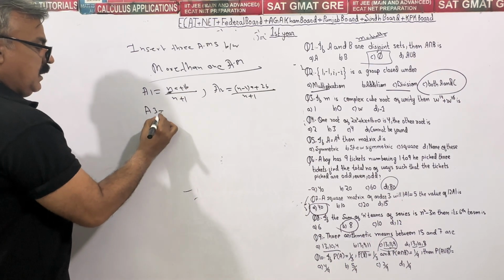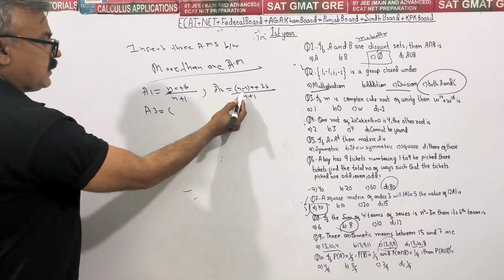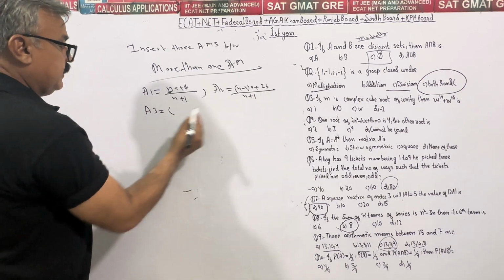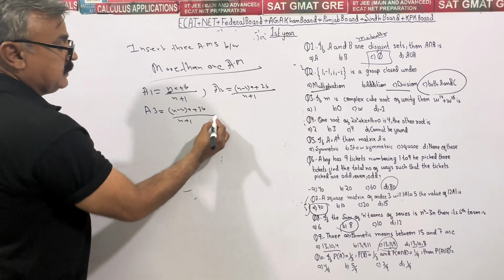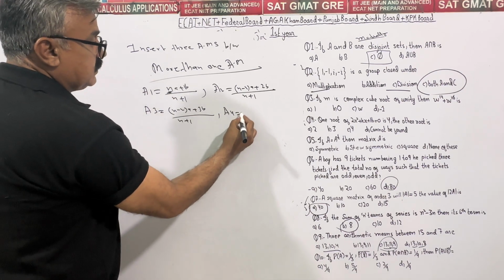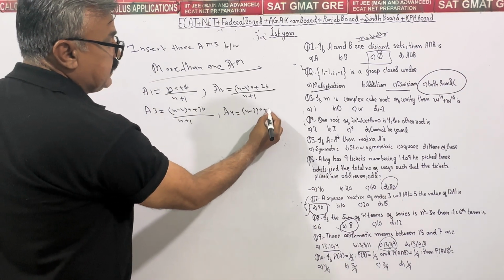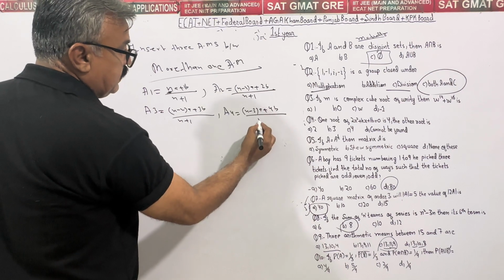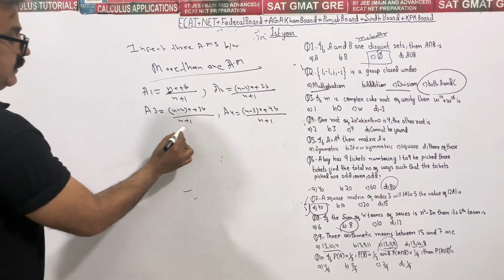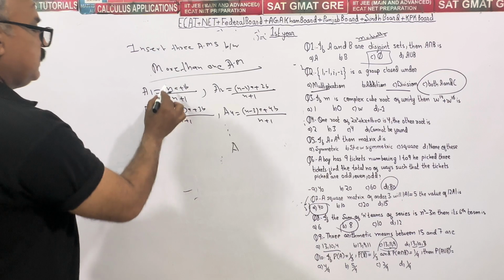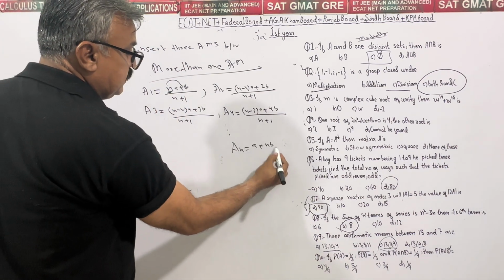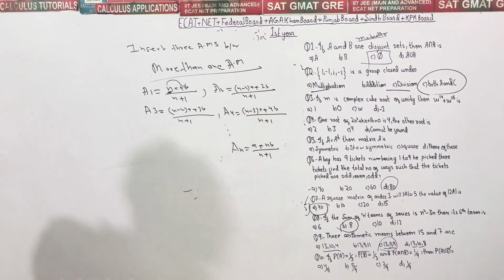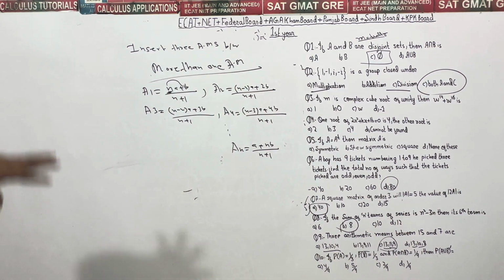Similarly, A3, the third arithmetic mean: keep on diminishing by 1 and adding 1: ((n - 2)a + 3b) over n + 1. Fourth arithmetic mean: ((n - 3)a + 4b) over n + 1. Eventually we arrive at the nth and last one: (a + nb) over n + 1. That is the way to find any arithmetic means.